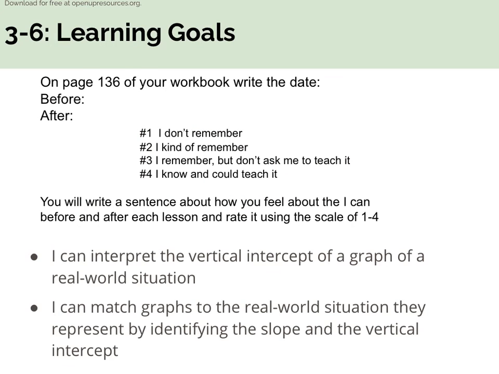Go ahead and turn back to page 136. Read the I Can statements: I can interpret the vertical intercept of a graph of a real world situation, and I can match graphs to the real world situation they represent by identifying the slope and the vertical intercept. Give yourself a number. 1, I didn't get it. 2, I kind of understand it. 3, I got it, and 4, I can teach it to my friend.